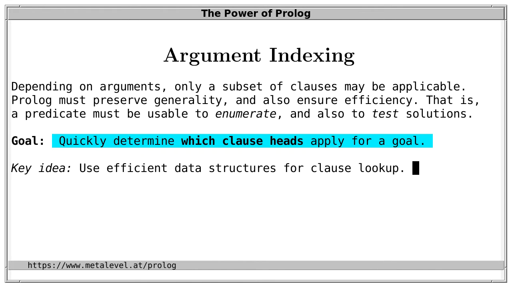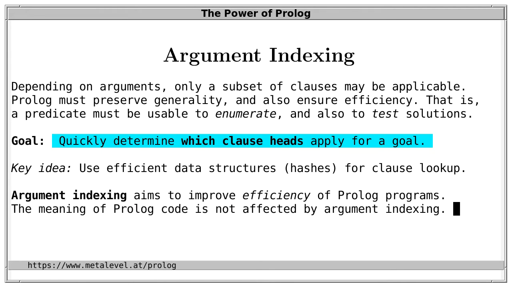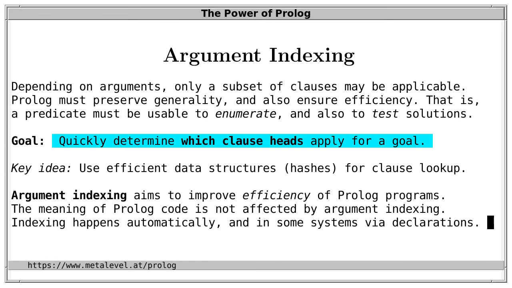And the key idea of argument indexing is to use efficient data structures for clause lookup. Very often hash tables are used for this. And of course other data structures would also be perfectly suitable. And to be perfectly clear about this, argument indexing is performed purely for the sake of performance. That is, argument indexing doesn't affect the meaning of Prolog code. So this is similar to indices in databases, which aim to make queries faster without changing their meaning.